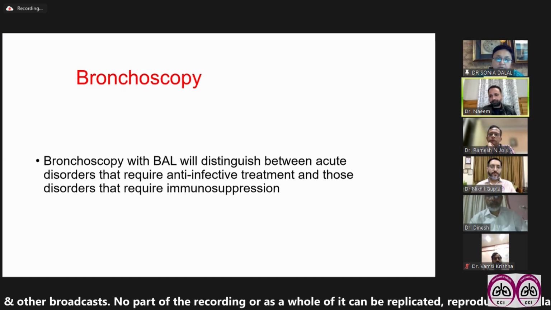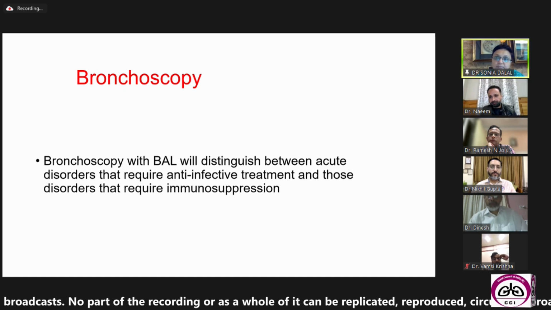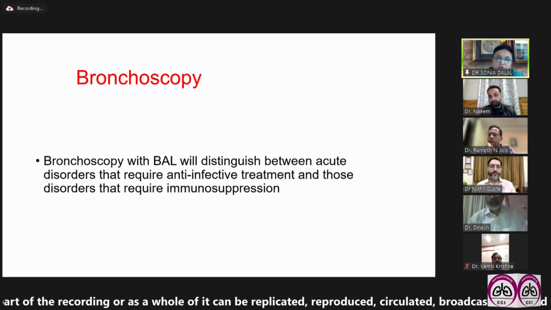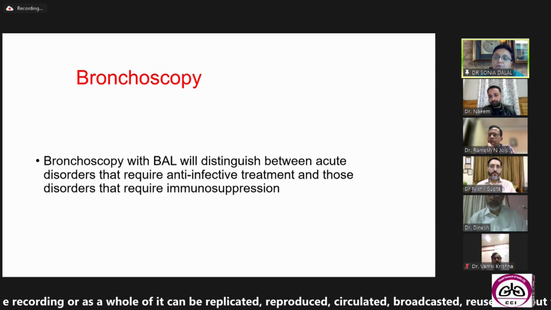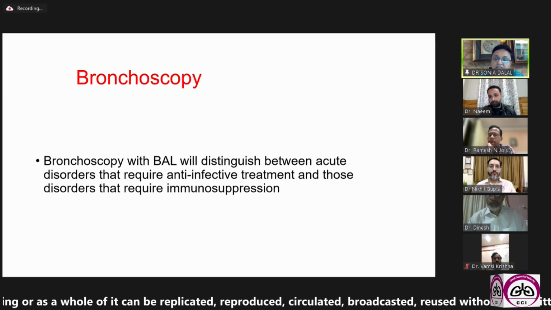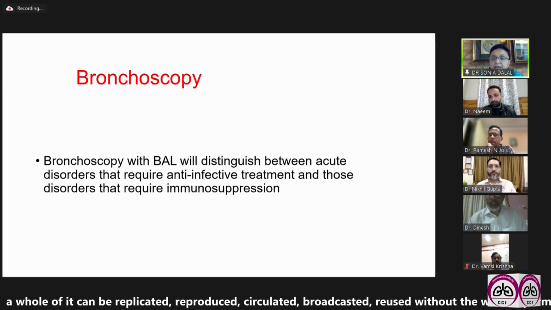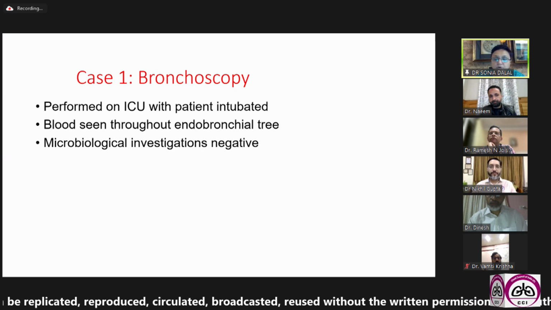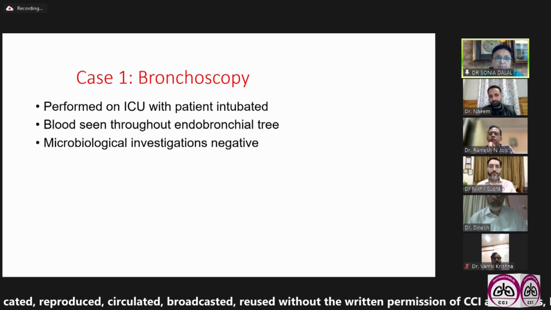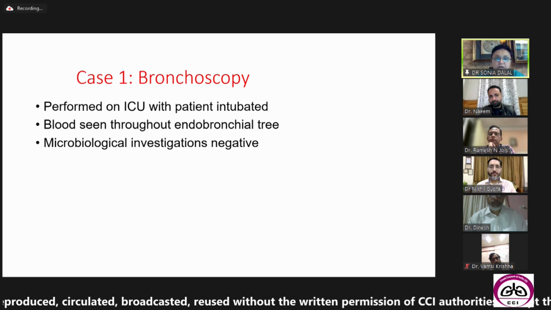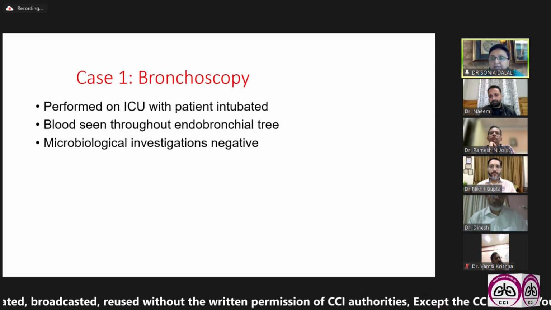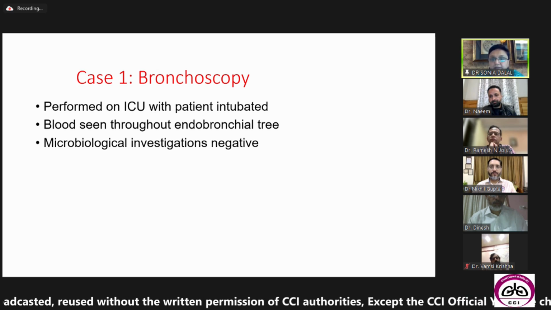Then when you send it for hemosiderin-laden macrophages, that would turn out to be positive. If the serial lavages are not bloodier, it would probably be a bronchial bleed. But if the serial lavages are bloodier, it would probably be an alveolar bleed. So we did a bronchoscopy, which was performed in the ICU when the patient was intubated, blood sent through the endotracheal tube. Microbiological investigations, of course, as you rightly said, were all negative. So all the cultures were sterile.